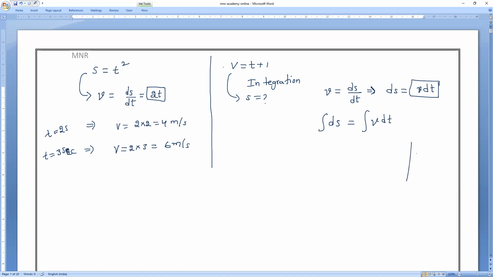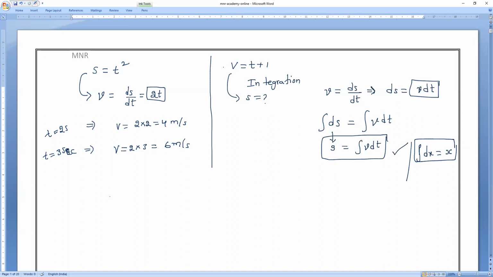Now, sir, we already know the integration of dx. Can you tell me what that is? Yesterday I have taught you. Take the notebook and tell me. Integration of dx equals how much? X. Is it right? In the same way, integration of ds equals what? So s is equal to what will come? Integration of v dt. Is it right or wrong, everybody? That is what I want. Clear? That is what you have to understand also.